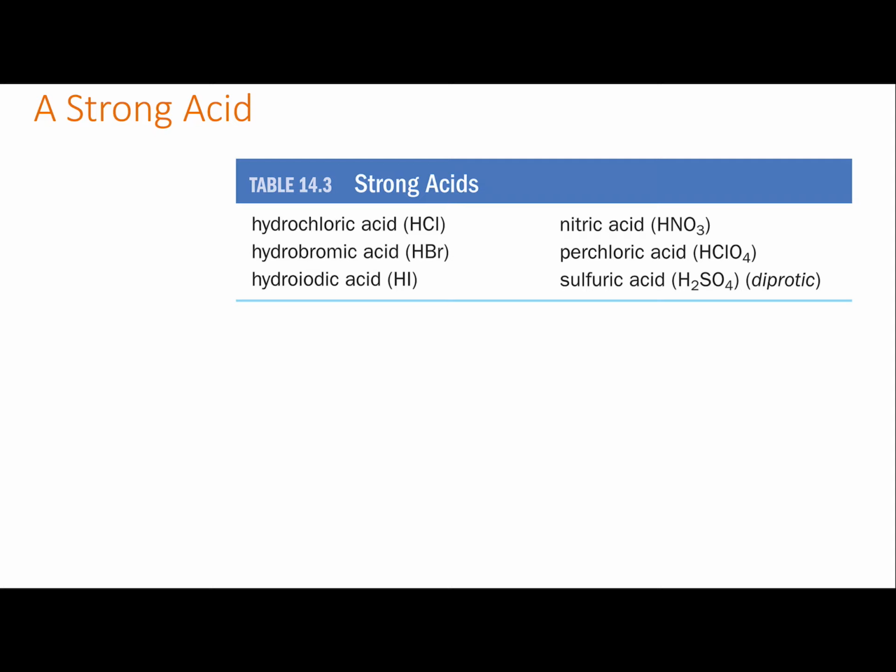So the strong acids, there's only 6 of them. Out of all the acids, it's easier to learn the strong acids than it is to learn which ones are weak, because there's only 6. So you could memorize this. 5 of the acids are monoprotic, meaning that they only have one hydrogen that comes off. Sulfuric acid is a diprotic acid, meaning that it has 2 hydrogens that it can lose. So these are strong acids. Let's talk about weak acids.